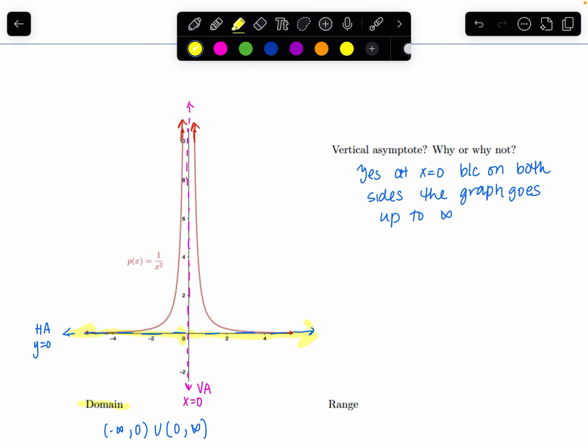For our range, we don't have anything down here, and the negative values kind of start right above this horizontal asymptote and go up, up, up, up. So that's the interval from 0 to infinity.